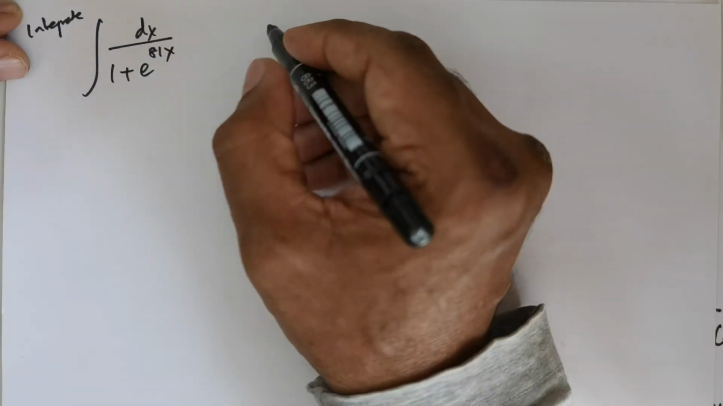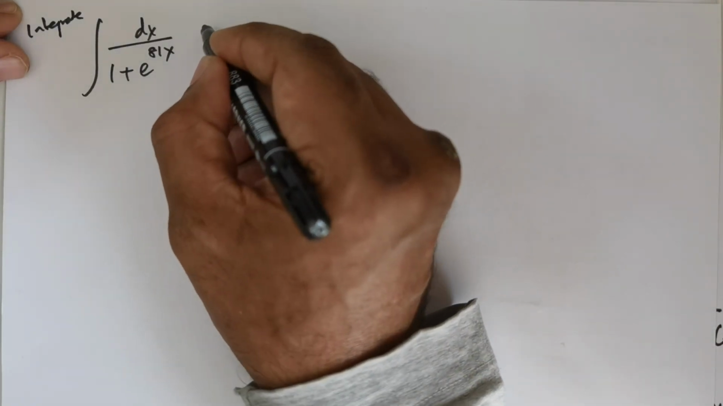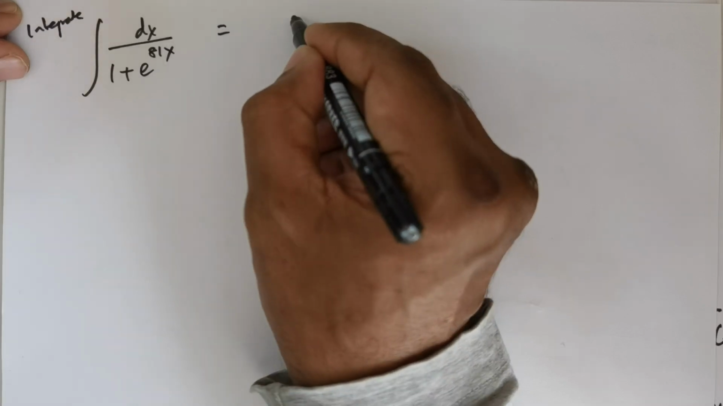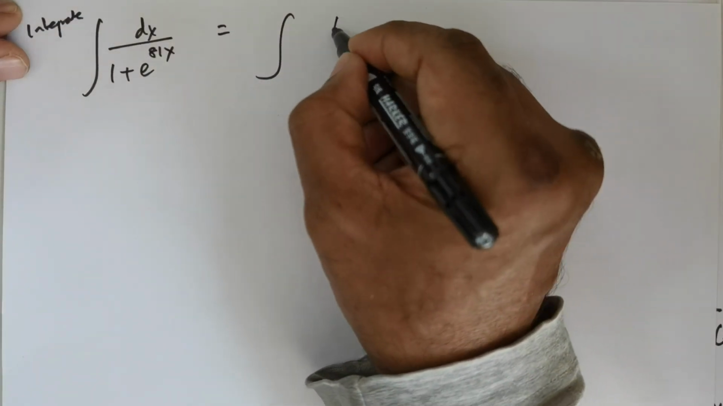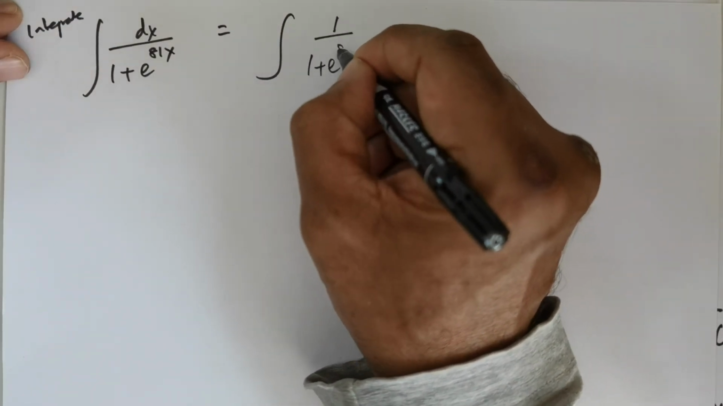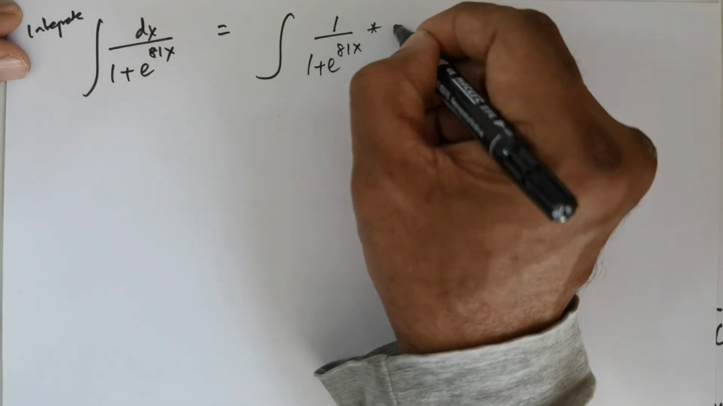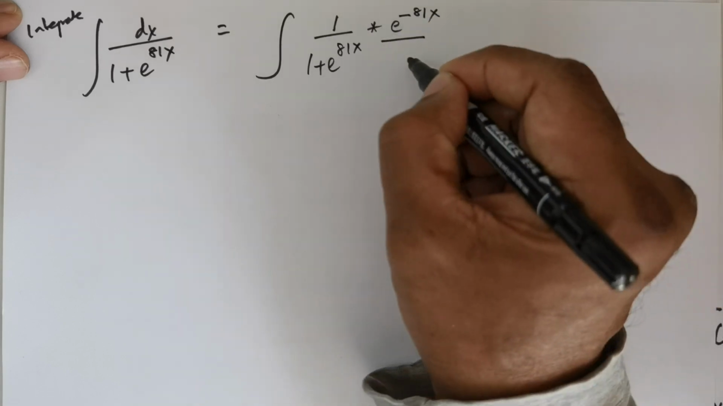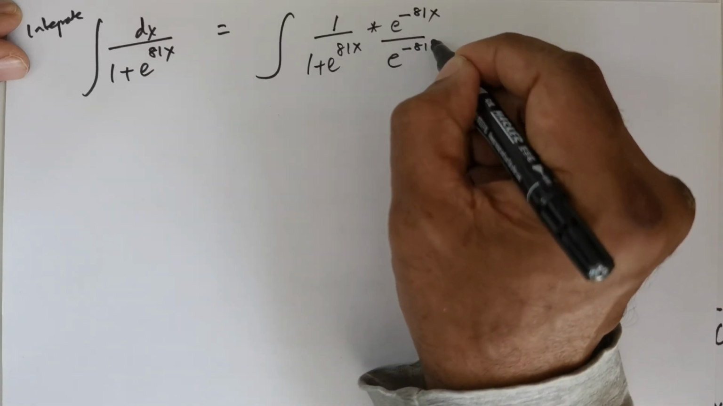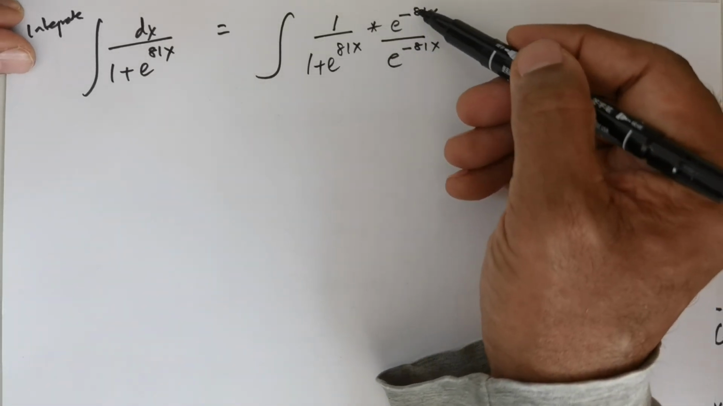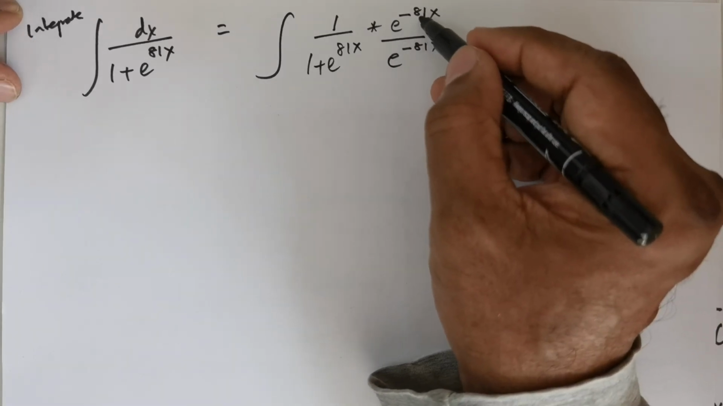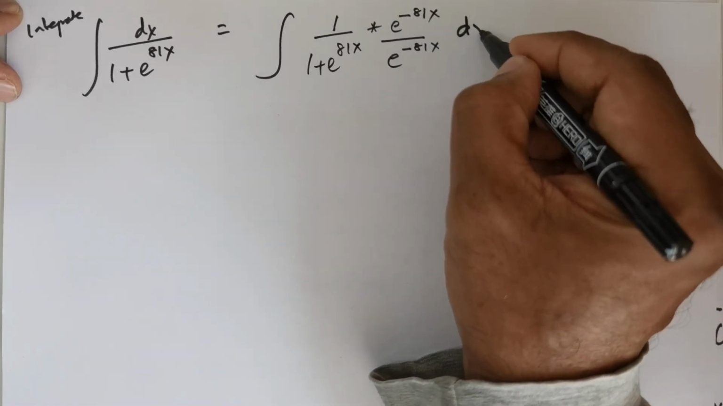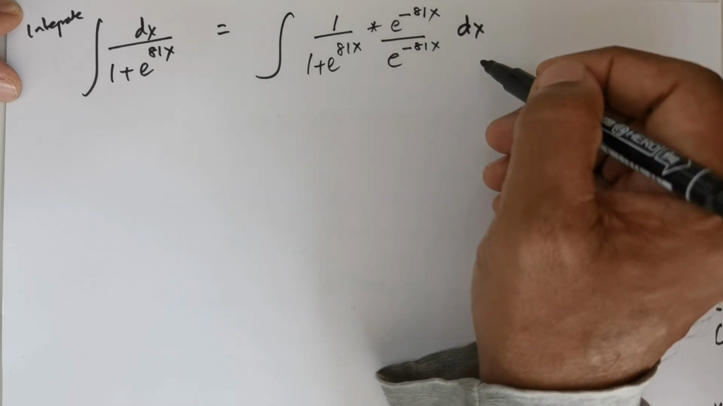Now, foremost, what I wish to do is multiply. Let me rewrite this as 1 over 1 plus e raised to the power of 81x. I'm going to multiply the numerator and the denominator by e raised to the power of negative 81x. The dx operator, the differential operator, has to be placed.